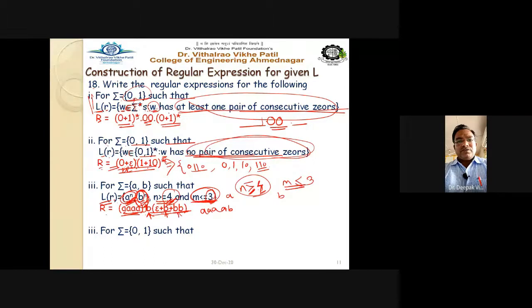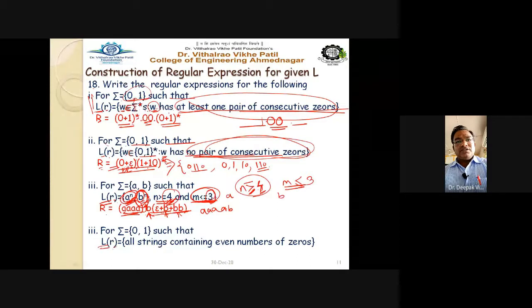Consider the next one. For sigma equal to {0, 1}, the language consists of all strings containing an even number of zeros. So we have to write the regular expression for the language L, such that the strings in this language contain an even number of zeros. Even number of zeros means either it has zero or you can have four zeros. So like this, even numbers of zeros are there. So how to write the regular expression?